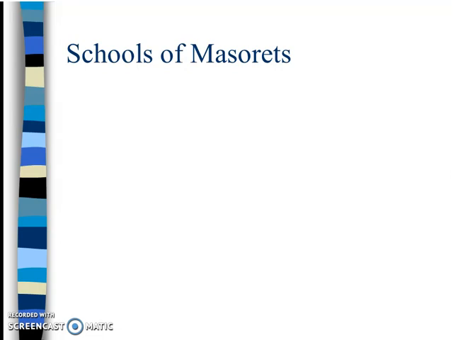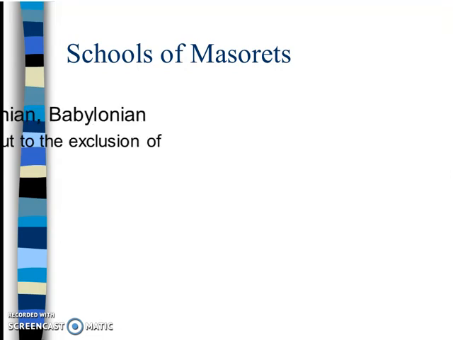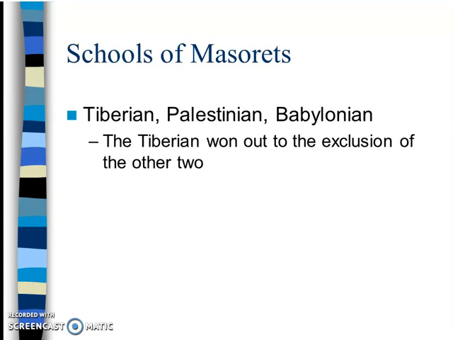There were different schools of Masoretes. Historically, we know that there were Tiberian, Palestinian, and Babylonian schools. But the Tiberian school won out to the exclusion of the other two. Now, we do have a few manuscripts that have Palestinian and Babylonian vocalizations, but the vast majority of texts of the Hebrew Bible are following the Tiberian vocalization and the Tiberian Masorah, and it was the predominant tradition.